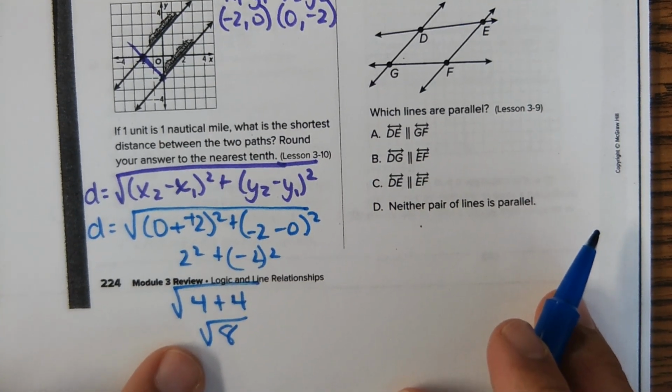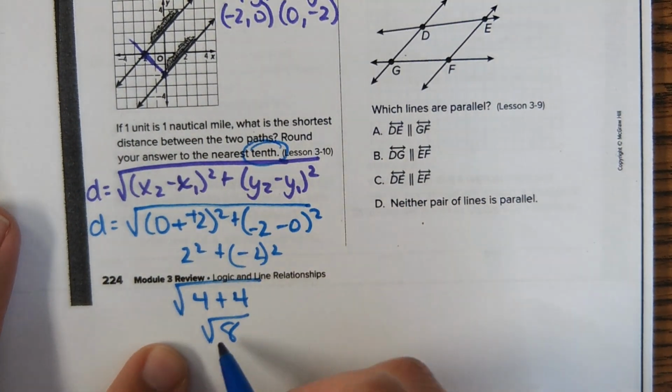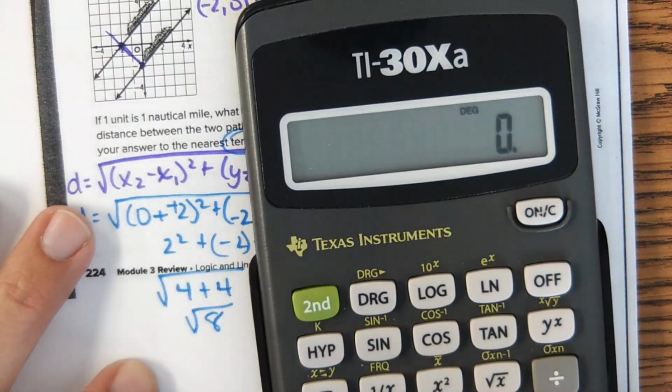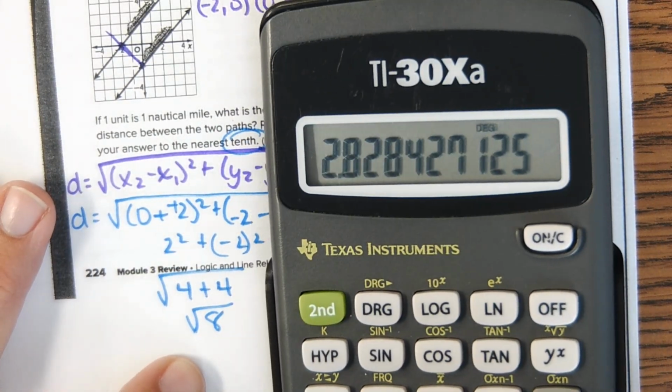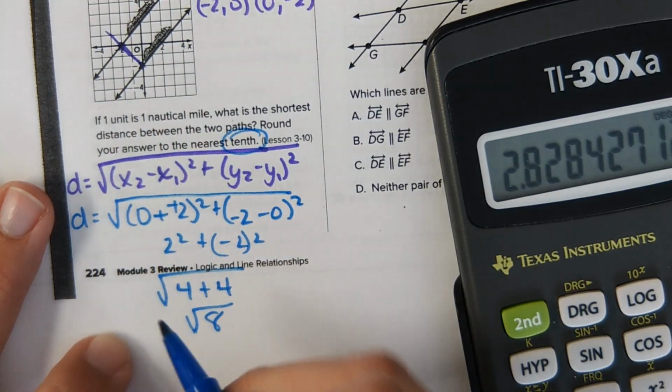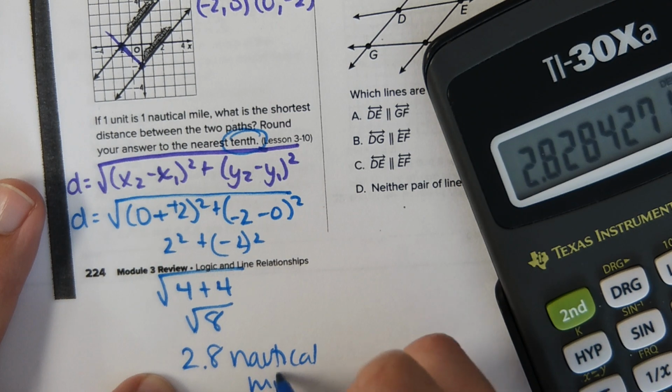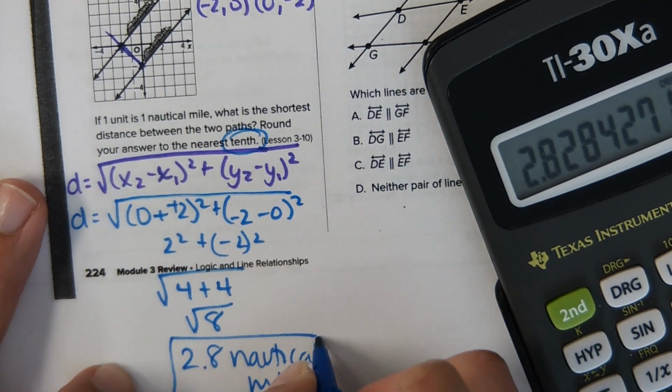And it says to round to the nearest tenth. So when I put this in a calculator, I'm going to round to the nearest tenth. So I get square root of 8, and it's 2.8 would be the nearest tenth. 2.8 nautical miles. That's the unit they gave me in the beginning.